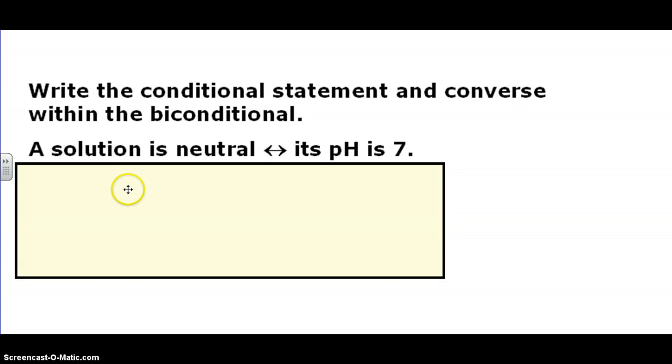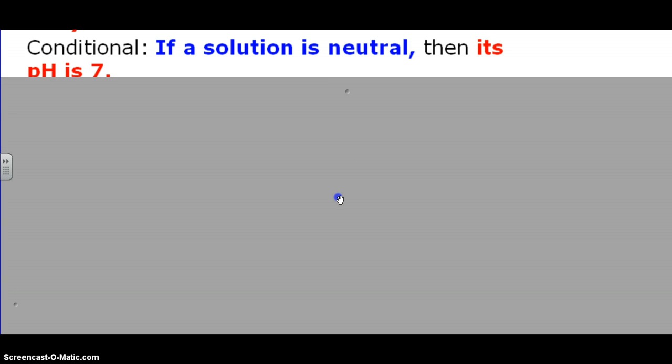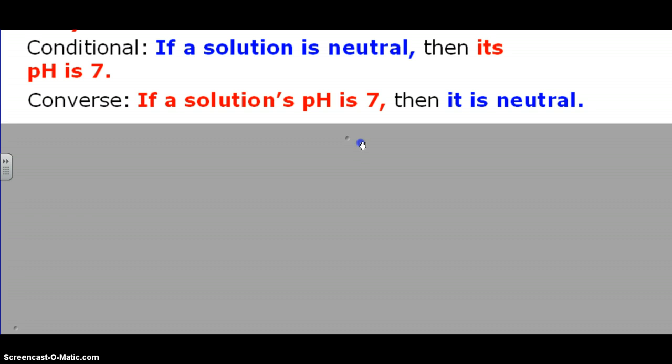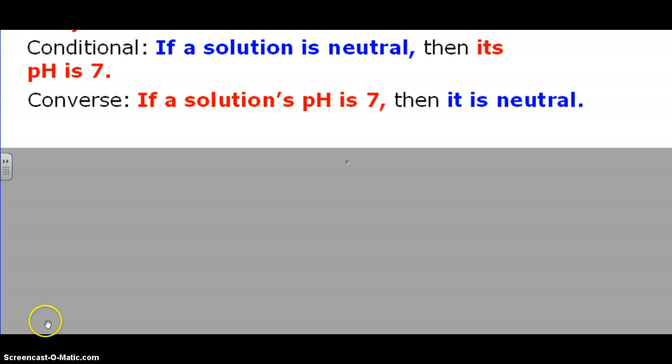All right, let's try it again. We're going to write the conditional statement and the converse within this biconditional. A solution is neutral if and only if its pH is 7. So pause the video, write the conditional and the converse. The conditional would be if a solution is neutral, then its pH is 7, right? And the converse would be if the solution's pH is 7, then the solution is neutral.